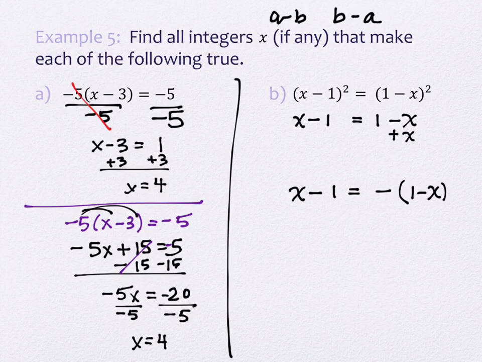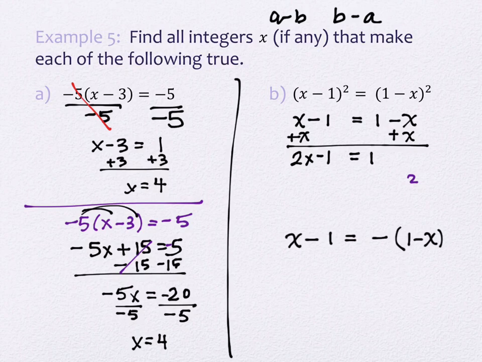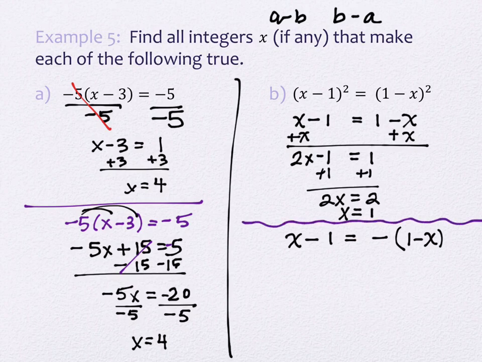So we would add the x to both sides. So I have 2x minus 1 is equal to 1. I'd add my 1, so 2x is equal to 2. So what would x be? It'd be 1. But the second part's the part that's more interesting when I solve this.